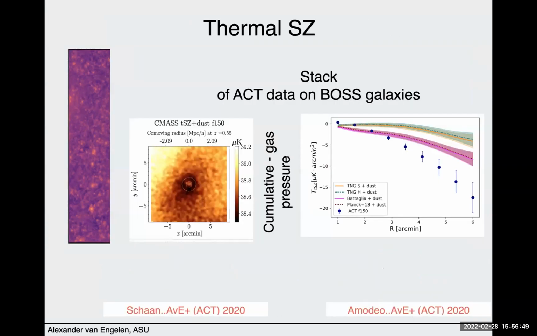Just to show you some of the data results that we've been getting from these. Here's the thermal SZ. I kept a little sliver of the thermal SZ map on my slide just to remind you what this is. Here's a stack of the ACT data on a sample of galaxies that's publicly available and very well characterized, the BOSS galaxies from the Sloan Digital Sky Survey. What you do here is take the ACT temperature data and look for the thermal Sunyaev-Zel'dovich effect by taking everywhere that you know there's a galaxy, taking a little stamp, a little cutout, and averaging those together. This gives you this image with a dark spot in the middle, which is the characteristic of the thermal SZ effect. If you plot this as a function of radius, you get the right-hand panel.